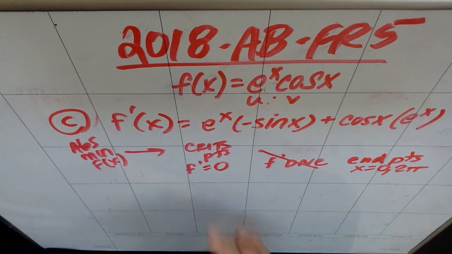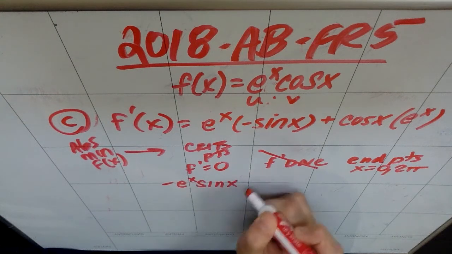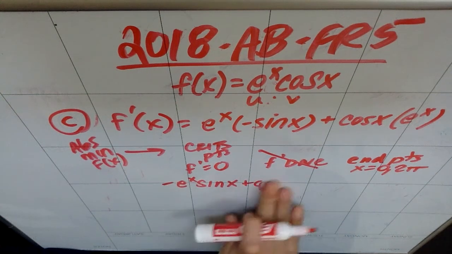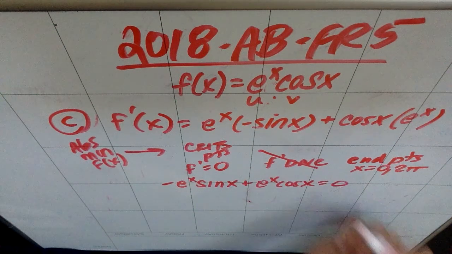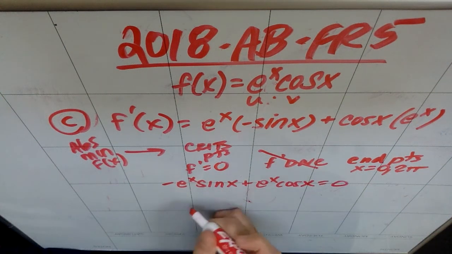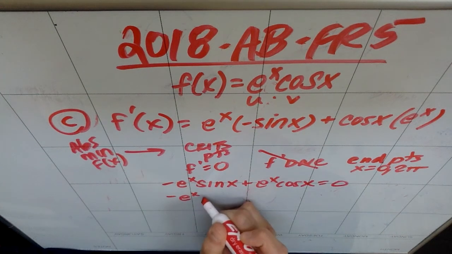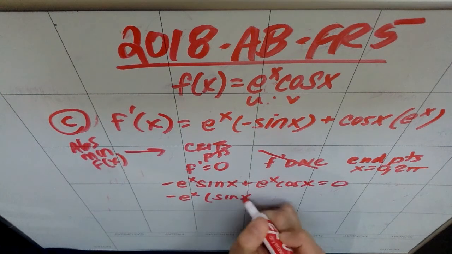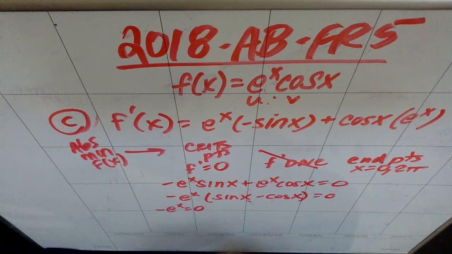So I need to know when f prime is 0. So I'm going to go ahead and set negative e to the x sine x plus e to the x cosine x equal to 0, right? First thing I would suggest you do is factor out an e to the x or a negative e to the x. It doesn't really matter. So factor out a negative e to the x, and I get sine x minus cosine x equals 0. I know that negative e to the x can't equal 0. E to the x is a positive number, so this is saying that a negative is 0, and that's a lie. Forever and always, it's a lie.